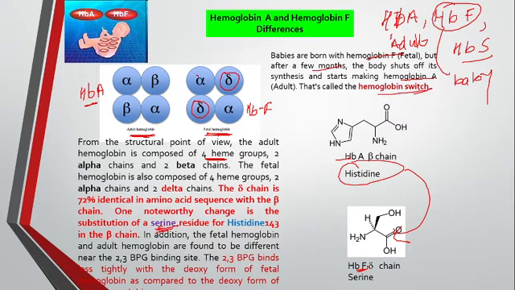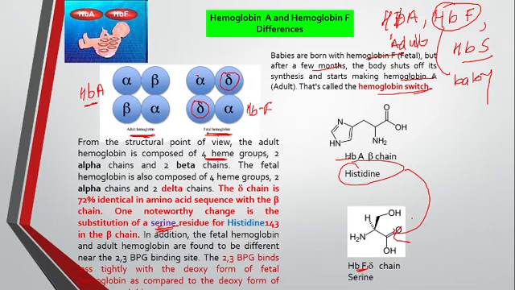Okay, that means when a baby moves from the fetal to the adult state, at that time hemoglobin F is shut off or removed, and the production of hemoglobin F stops, switches, and the production of hemoglobin A starts. That's why this is called the hemoglobin switch. Okay, this is the structure of histidine. What is the difference? Here in hemoglobin A, it contains the beta chain. The beta chain contains histidine.